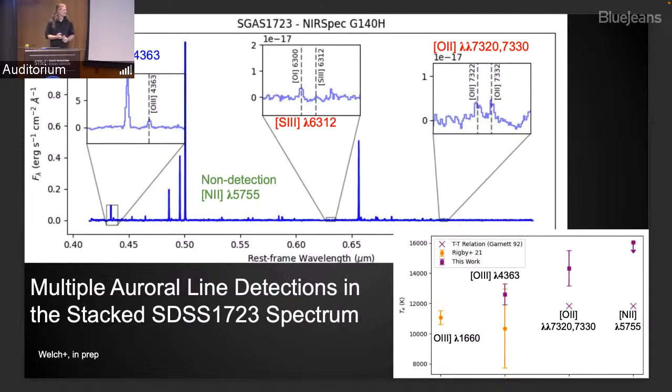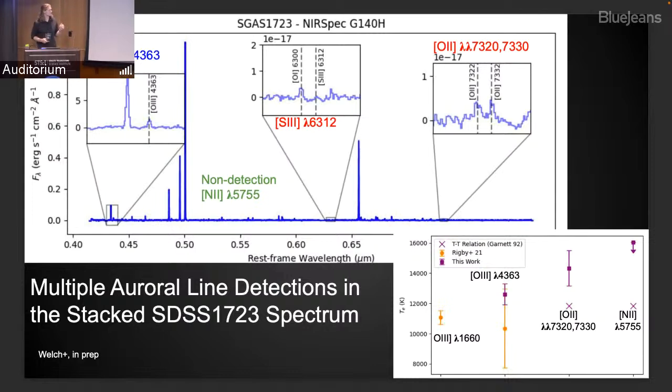What's really exciting with this is that we can actually then, using especially those two oxygen aurora line detections, get electron temperatures for the different ionization states of the gas, the O2 and the O3, independently, so we can get a much better sense of the abundances and physical conditions within the gas in this galaxy. So really exciting that we can get all of this awesome information with JWST.